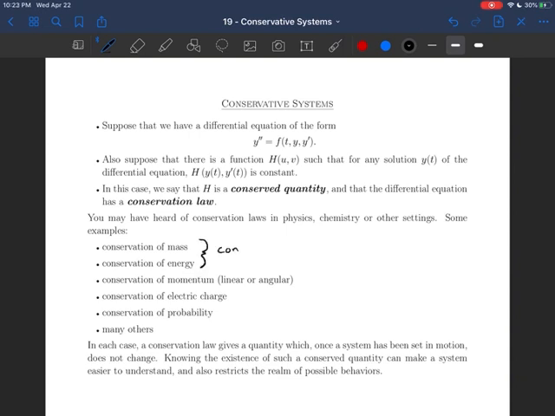Now, you may have heard of conservation laws before in the context of physics or chemistry or other settings like that. So some examples. You might have heard of the conservation of mass or the conservation of energy. That's the idea that in a closed system, the total amount of energy cannot change or the total mass cannot change. Although if we're being really correct, these are actually part of the same larger conservation law, the conservation of mass energy.